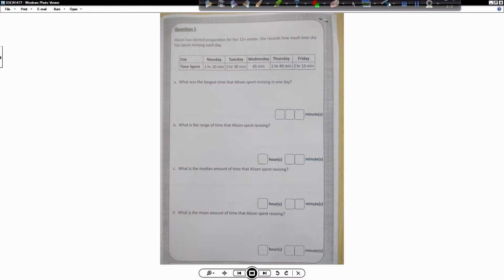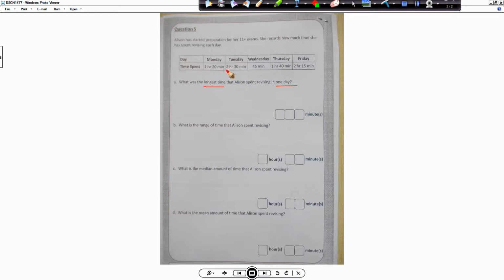Question number 5. Alison has started preparation for her 11 plus exams. She shows how much time she has spent revising each day. What was the longest time that Alison spent revising in one day? 230 minutes. Okay, hang on one second.